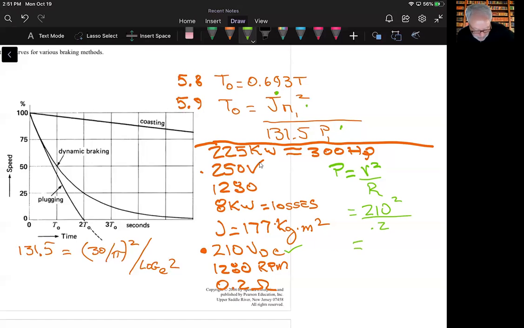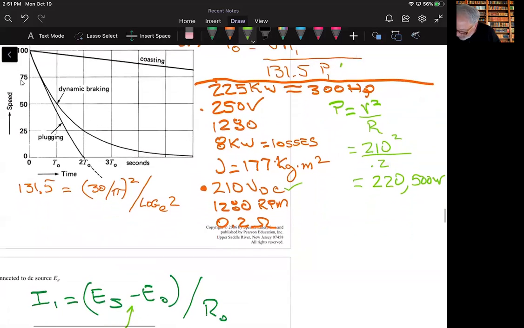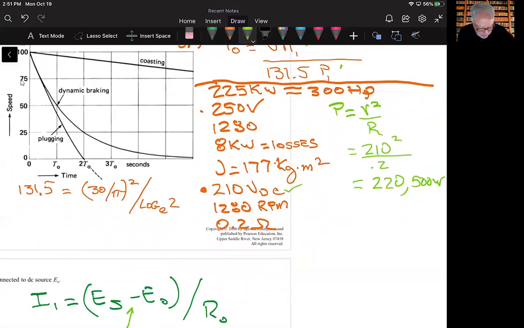And when I do that, I get the initial power delivered to this resistor is 220,500 watts. Wow, that's a lot, isn't it? That's a lot that this resistor is having to manage. Now, once I have that value, I can plug that into this equation for the time constant that I need.